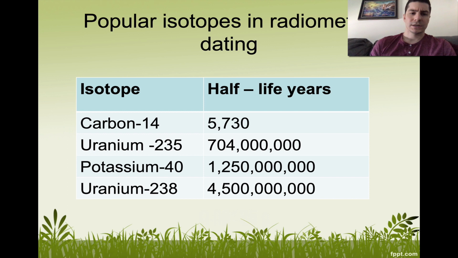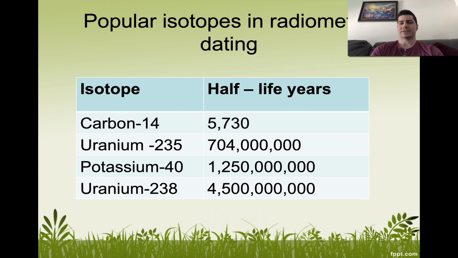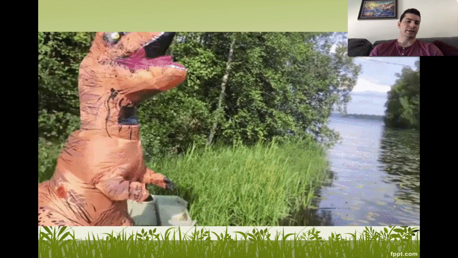Here are some half-lives for you, okay? You can see the carbon-14 has a very small half-life. It's 5,730 years. But if we go to uranium or potassium, those have much longer half-lives. So if we have a sample of uranium-235, it's going to take 704 million years for that to decrease by half, okay? Long time.